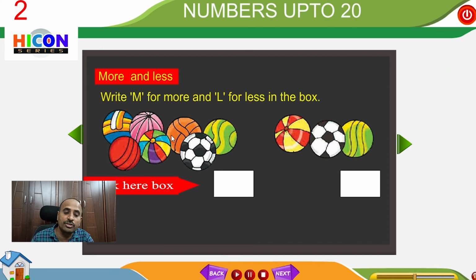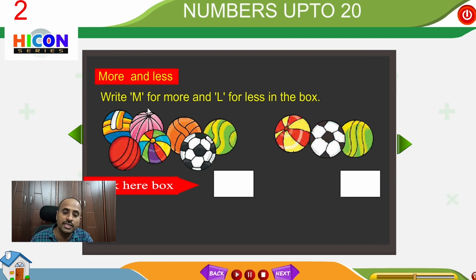In the first picture, count the number of balls: 1, 2, 3, 4, 5, 6, 7. So in the first picture there are a total of 7 balls, whereas in the second picture, 1, 2, 3. So in the second picture we have 3 balls.